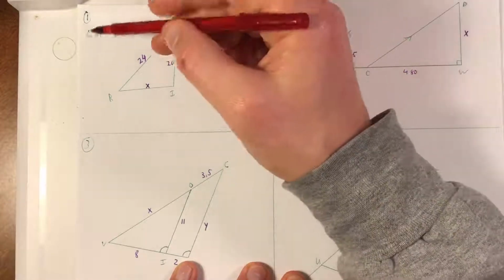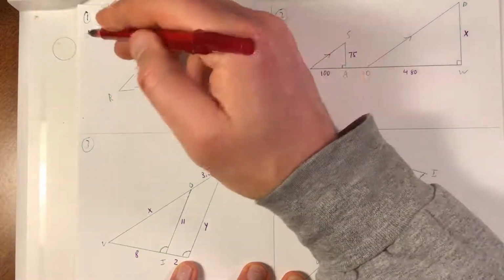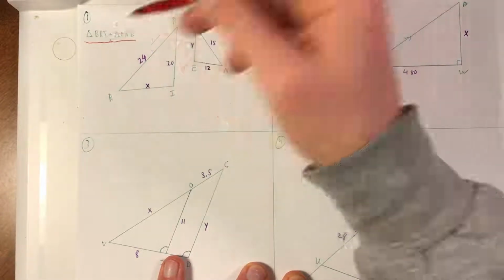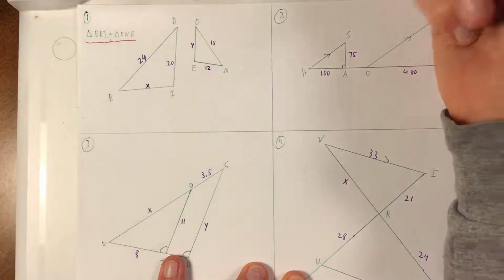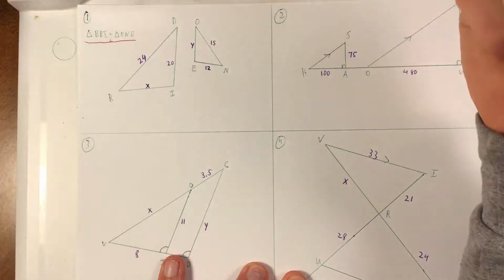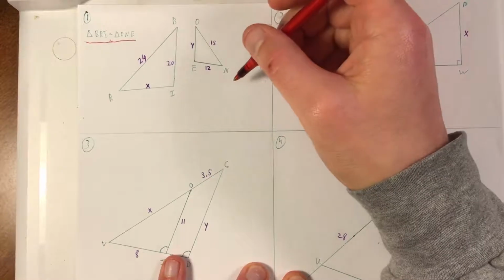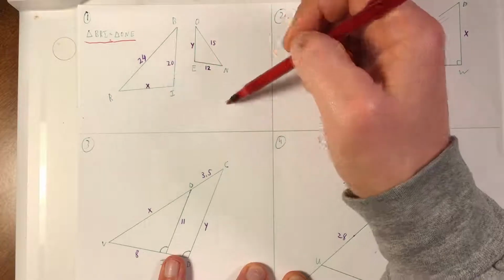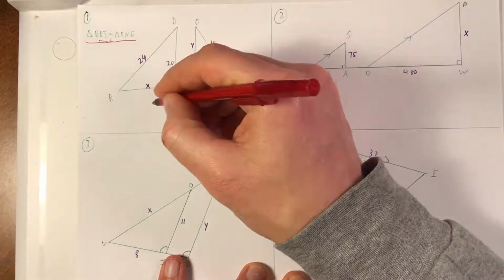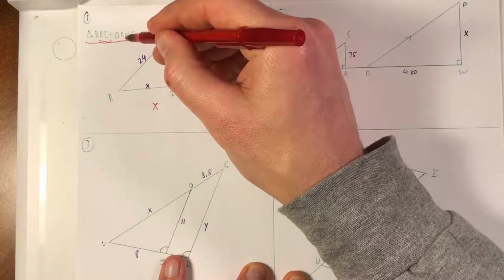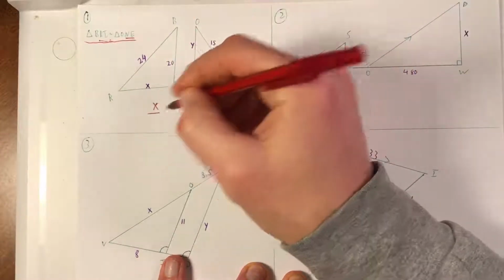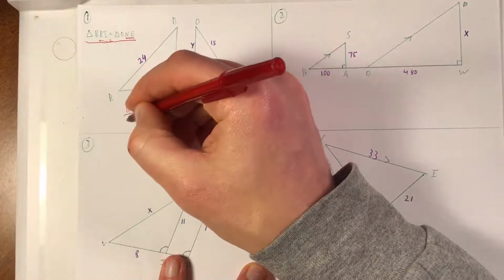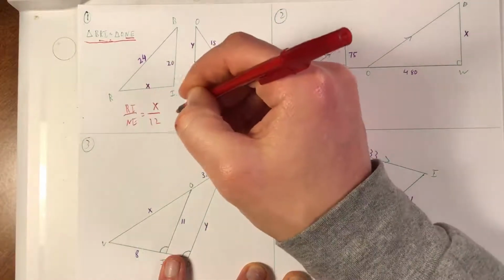In example number 1, they tell us triangle BRI is similar to triangle ONE. So the condition has been met, and we have a free pass to set up proportions. I'm going to set up my proportion. I have to find x. X is side RI, and X matches up with NE. So X and 12. RI over NE is X over 12.